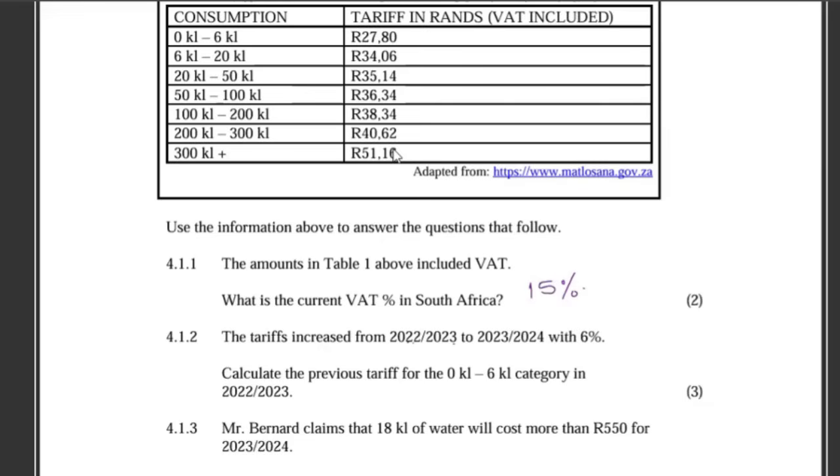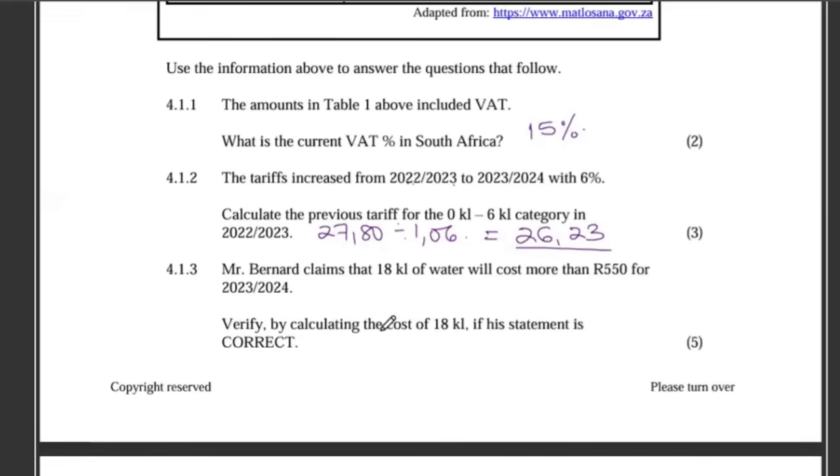Now they're asking, calculate the previous tariff for the 0 to 6 category. So we are looking for the previous, meaning the 27 that you're seeing there is the new one after increment. What do we do? Divide by 1.06. We are excluding the increment. Okay, so the answer here became 26,23. This was the price before. Mr. Bennett claimed that 18 kiloliters of water will cost more than 554 in 2023/2024. Verify the calculations.